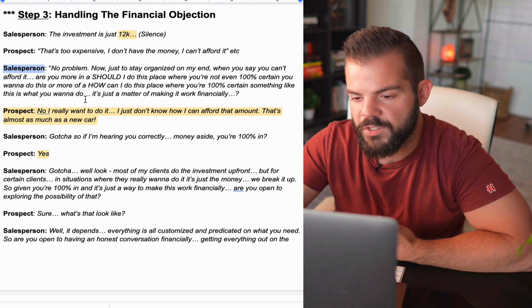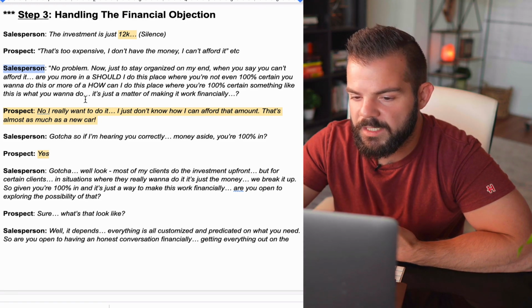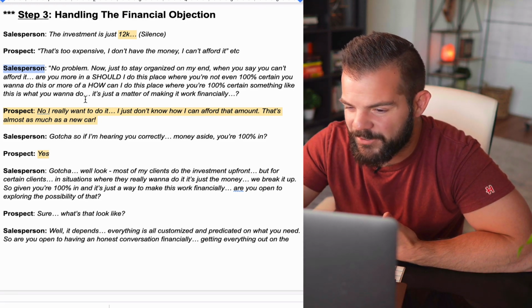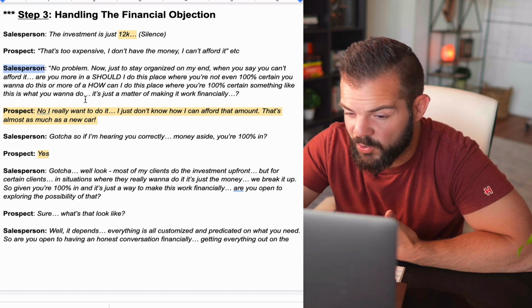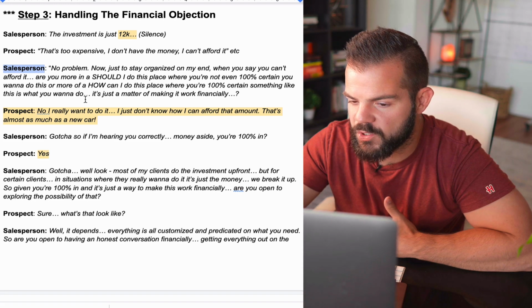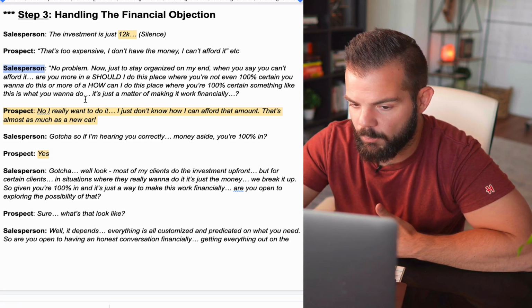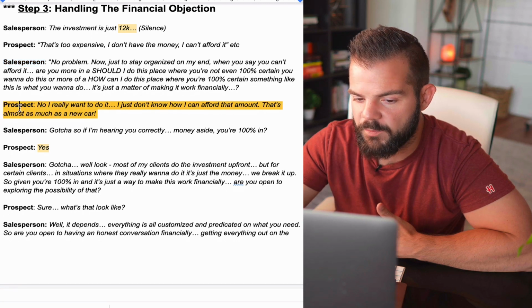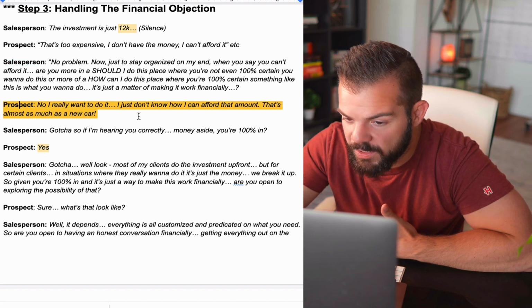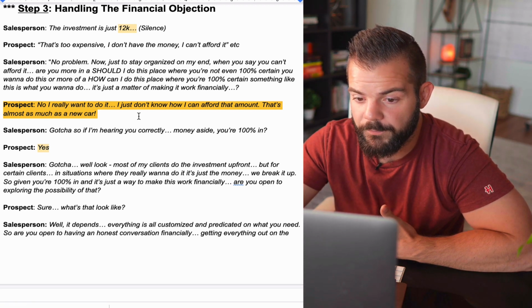Now, just to stay organized on my end, when you say you can't afford it, are you more in a should I do this place, to where you're not even 100% certain this is really what you want to do, or kind of more in a how can I do this place, to where you're 100% certain that you want to do this? It's just a matter of making it work financially, okay? And then the prospect says, no, I really want to do it. I just don't know if I can afford that amount. I mean, that's like almost as much as a new car, okay?